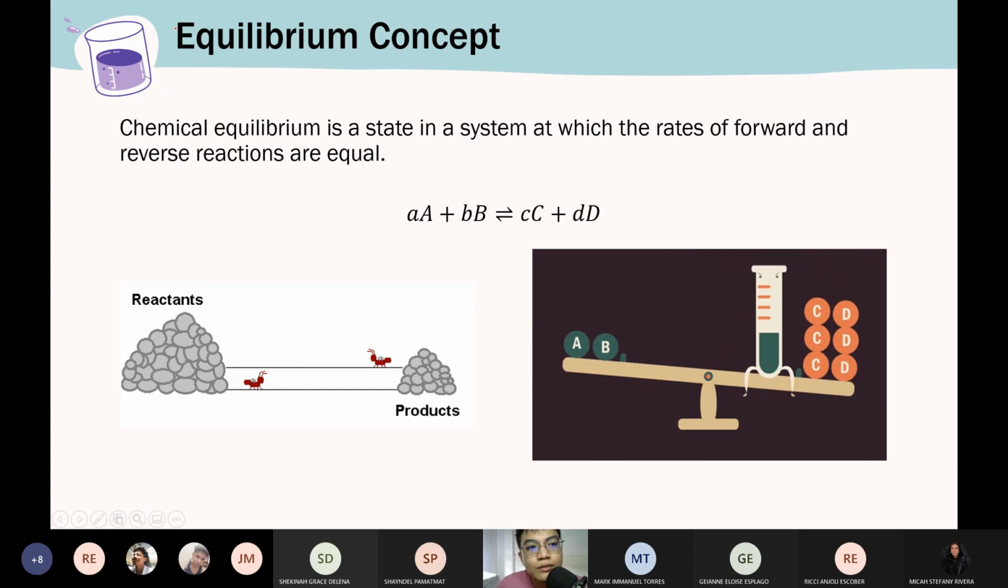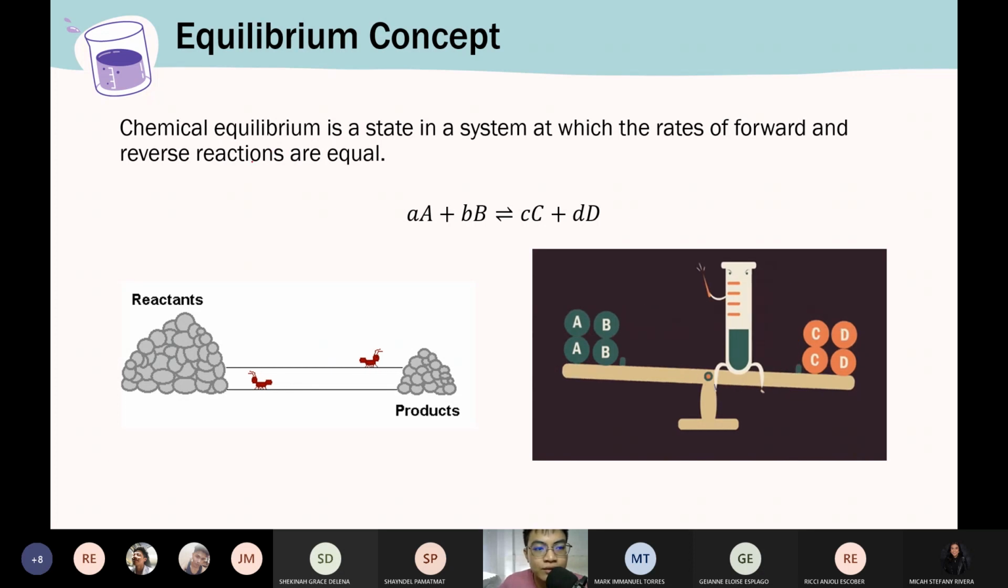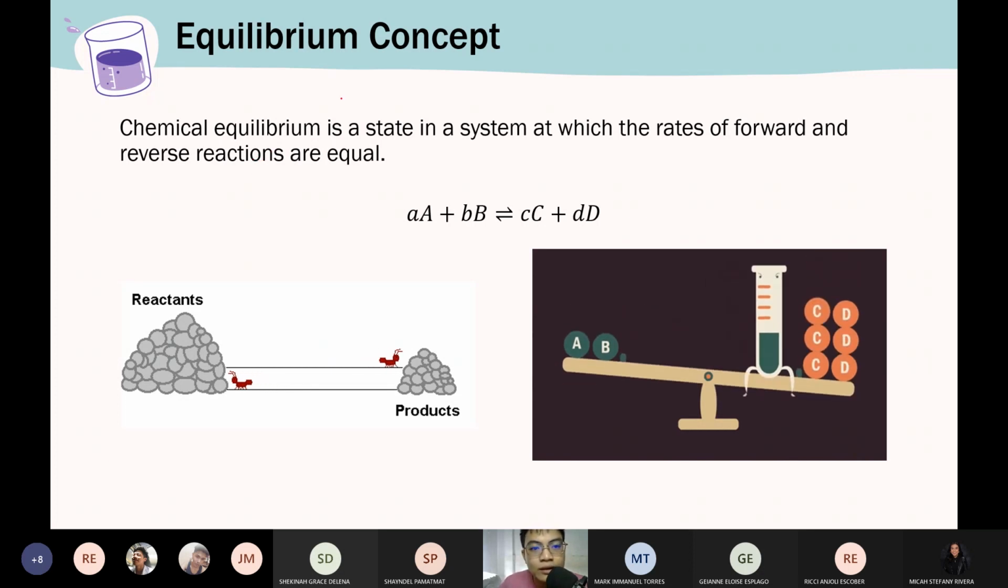So, what do we mean by equilibrium? Okay, ano ba yung root word ng equilibrium? Equal. So, parang ang pinaka-idea dito is equal. Parang yun yung root word niya. There's an equal. Ngayon, ano yung equal? So, when you have a chemical equilibrium system, the equal there is the rate of the forward and reverse reactions. Di ba sinabi ko dalawa yung uri ng arrow in chemistry?